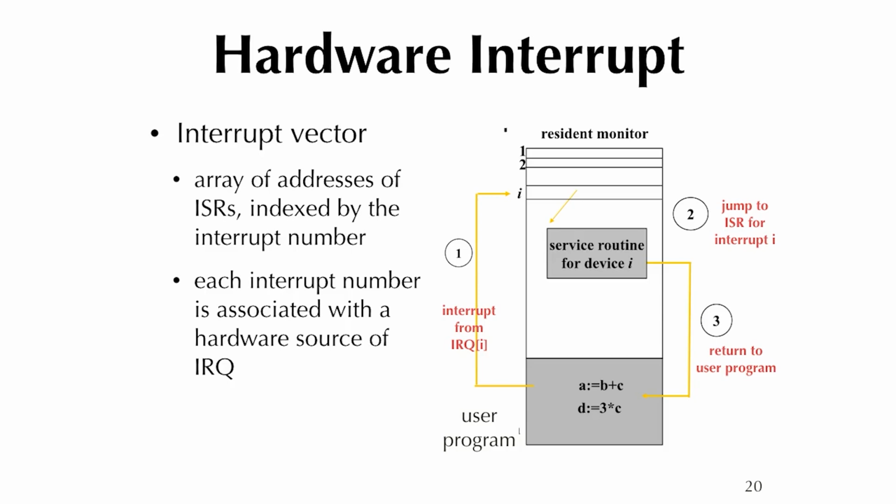So the user program can run along, and then an interrupt comes. Hardware makes the call to service routine sub I, and then when it finishes, returns to the user program. The user program doesn't know it got interrupted.